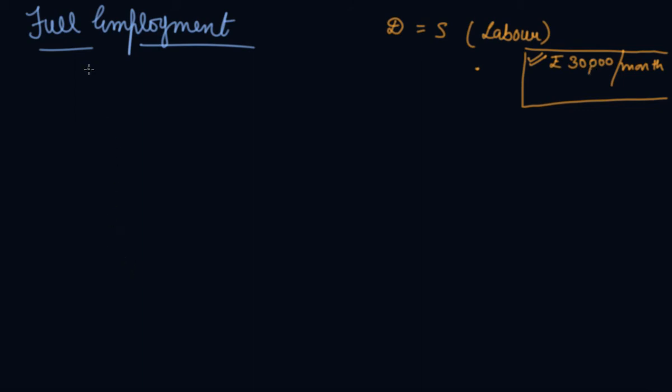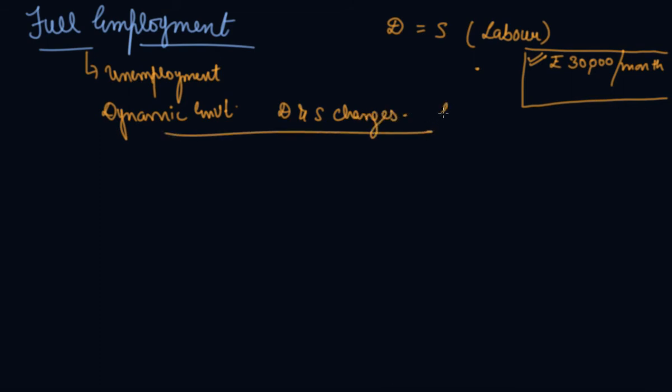But we should understand that full employment does not mean that there is complete employment. There is some kind of unemployment that is attached to it, because we are living in a very dynamic environment. Every now and then your demand and your supply change, and accordingly, your employment level changes. So even if there is full employment, there is some kind of unemployment attached to it.